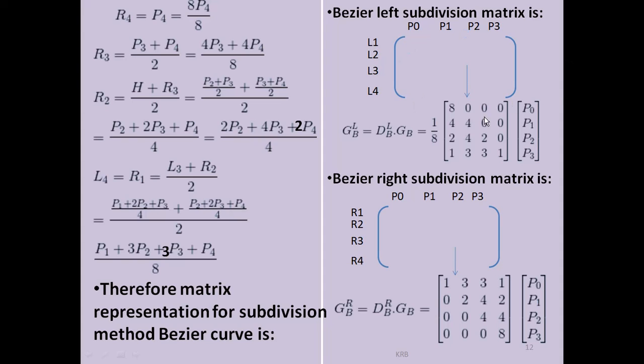As we have seen how we formed the matrix for the left subdivision, similarly we are going to form the matrix for the right subdivision or right hand side curve. By using the expressions R1, R2, R3 and R4 and taking the constants of the points in those expressions, we have formed this matrix. So by using both matrices, we can form the Bezier curve by using the subdivision method.